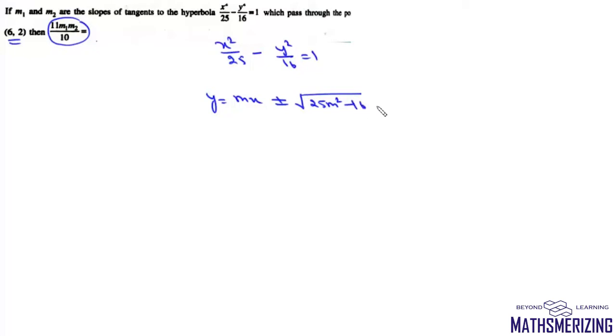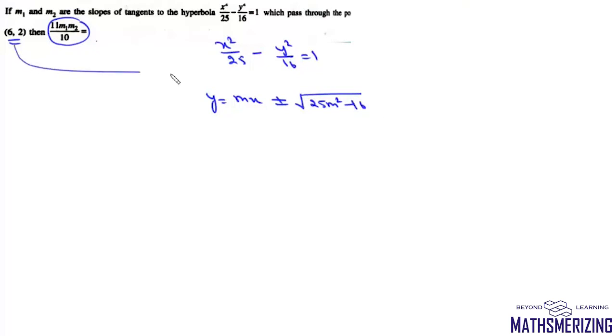Now here the question is, if m1 and m2 are slopes of tangent to the hyperbola x square upon 25 minus y square upon 16 equals 1, which passes through the point (6, 2), then we need to find the value of 11 m1 m2 upon 10. Now we know that the equation of a tangent is given by y equals mx plus minus under root of a square m square minus b square. So there will be 25 m square minus 16.